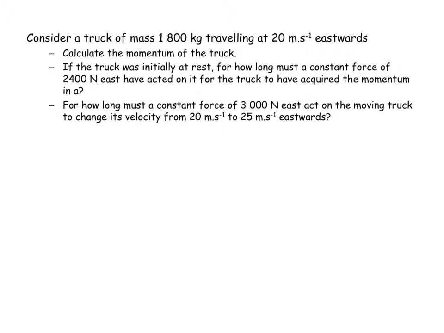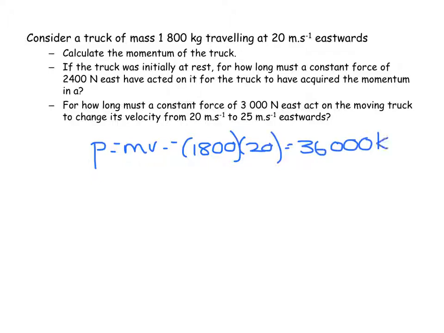We've now got a truck of 1,800 kilograms, and it's traveling at 20 meters per second eastwards. What is the momentum of that truck? The momentum is going to be equal to the mass times the velocity, which is equal to 1,800 multiplied by the velocity of 20, and I land up with 36,000 kilogram meters per second, or if you prefer, Newton seconds.